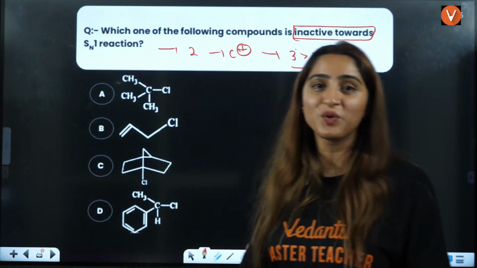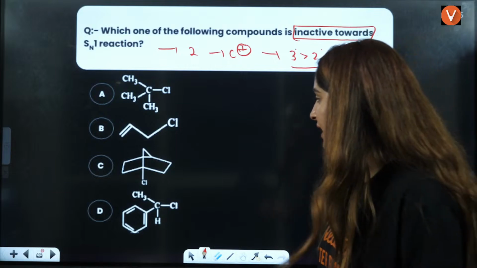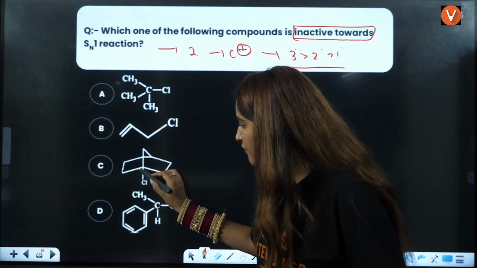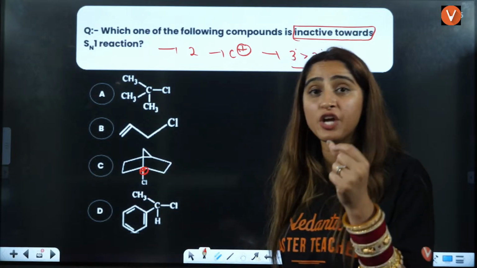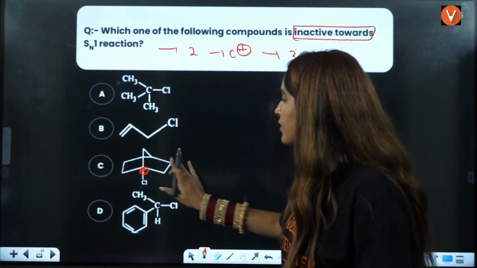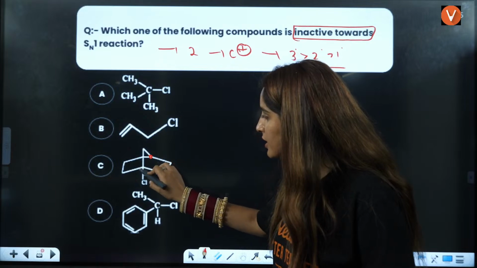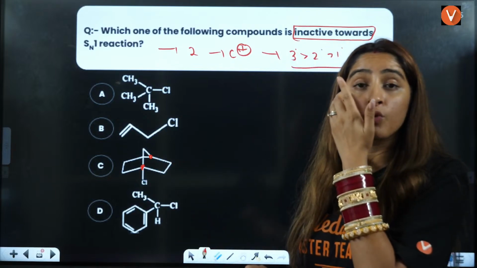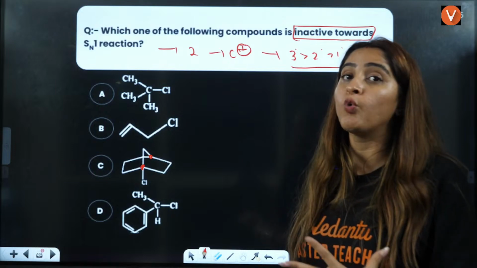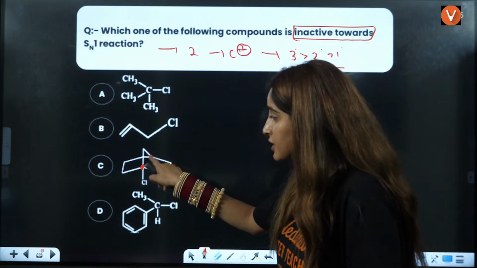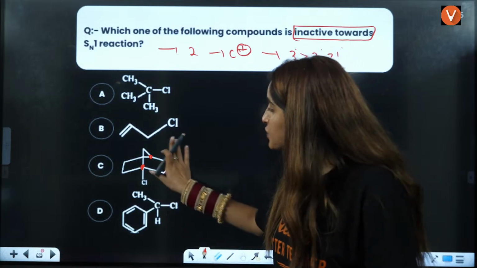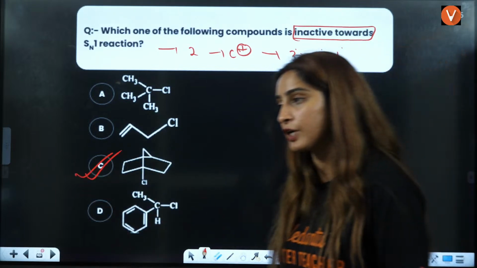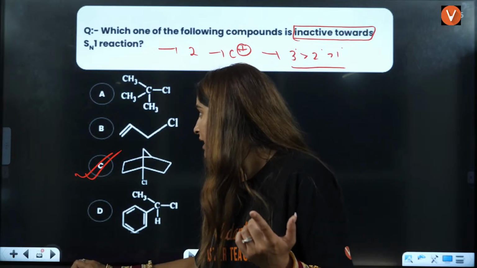Here you need to know a core concept: if you lose chlorine here, you will have a carbocation at the bridgehead position. Whenever you have positive charge at this position or this position, it is never stable. That is the most unstable position. An sp2 hybridized carbon is not stable at these 2 positions. That is why this carbocation is not formed, and that is why this is inactive towards the SN1 reaction.